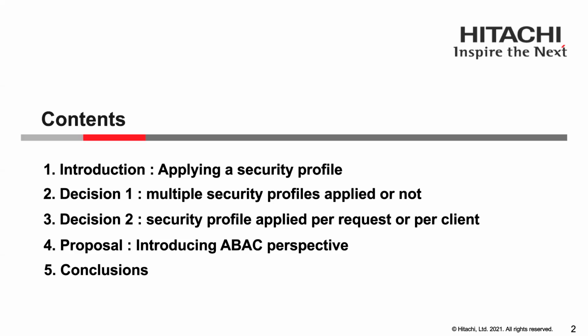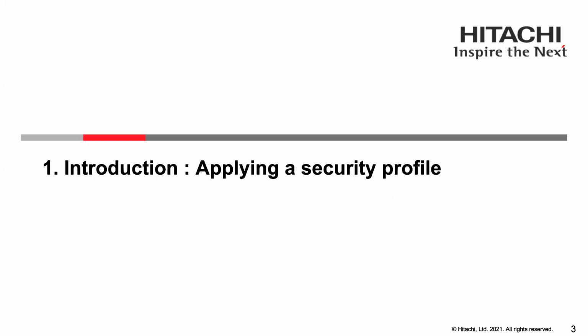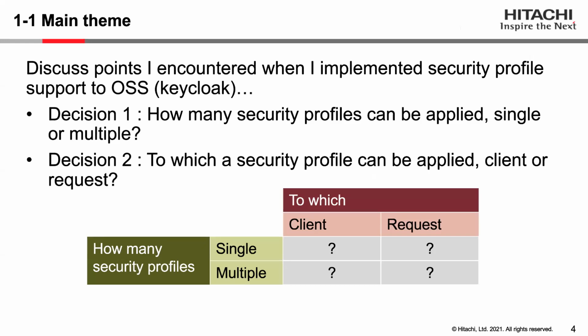The main theme of this talk is to tell you the decision points I've encountered when I implemented security profiles, the FAPI, and its related security profiles to open source. There are two such kinds of decision points. Decision point 1: whether to apply multiple security profiles at once against the client's request or a single security profile. Decision point 2: whether to allow a server to change the different security profiles onto the requests from the same client dynamically, depending on its context.